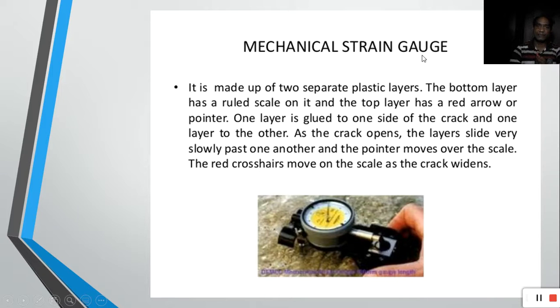Now we discuss the mechanical strain gauge. It is made of two separate plastic layers. The bottom layer has a ruled scale on it. The top layer has a red arrow or pointer. One layer is glued to one side of the crack and one layer to the other. As the crack opens, the layers slide slowly past one another and the pointer moves over the scale.